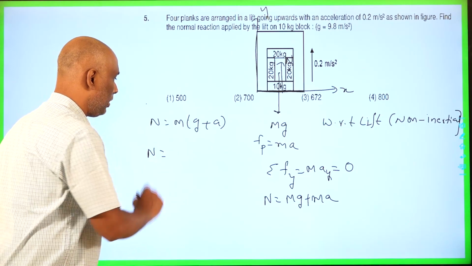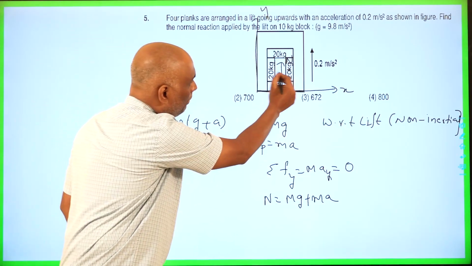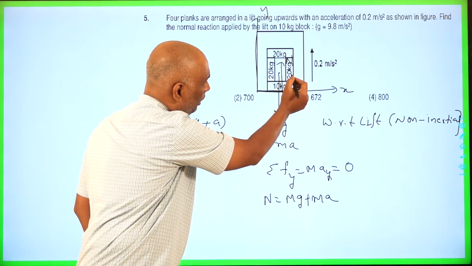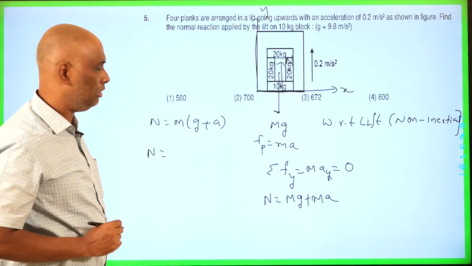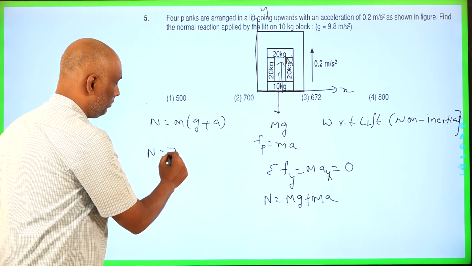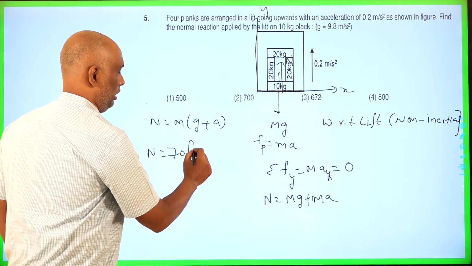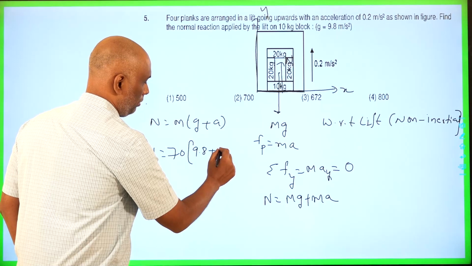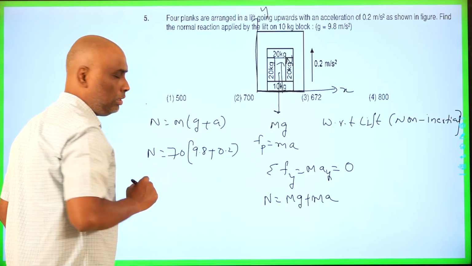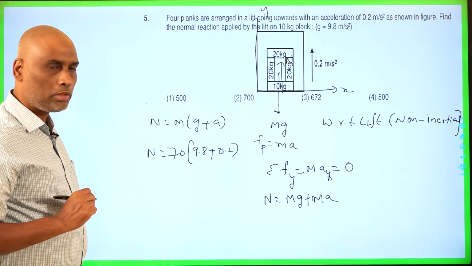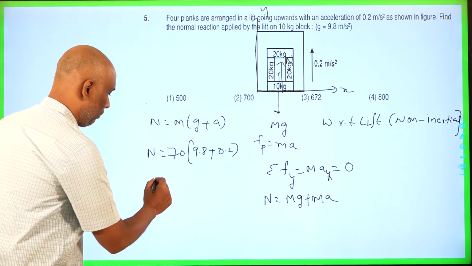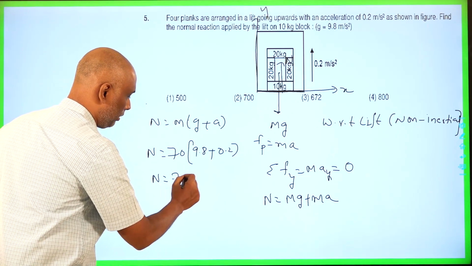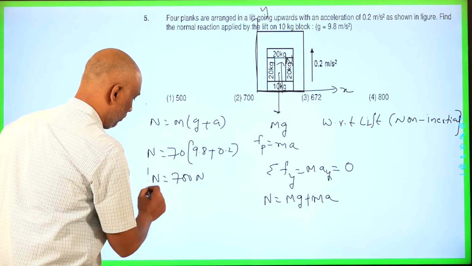Normal reaction is equal to mass, the total mass of the system: 20 kg plus 20 kg plus 20 kg plus 10 kg, which becomes 70 kg, times g 9.8 plus acceleration 0.2. 9.8 plus 0.2 is 10, into 70. Normal reaction becomes equal to 700 Newton.